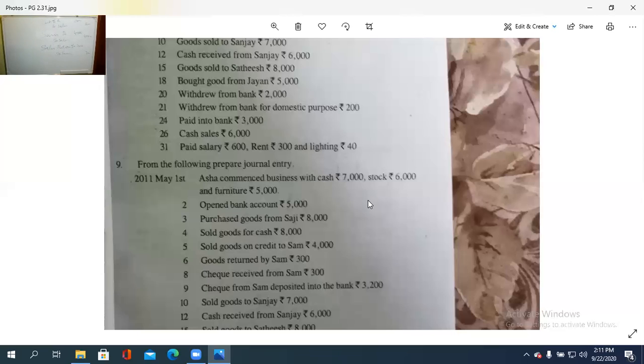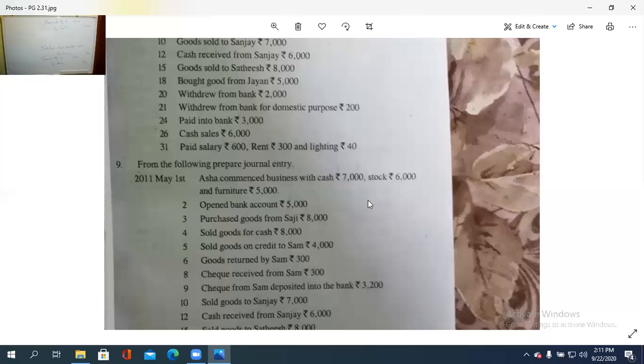Then cheque received from Sam. We got a cheque from Sam, isn't it? So when we get a cheque, that is the same as cash received. So cash account debit to Sam 300. Then cheque from Sam deposited into bank 3,200. So the cheque we got from Sam was deposited. So what is the entry when a cheque is deposited? Bank account debit to cash, that is 3,200.